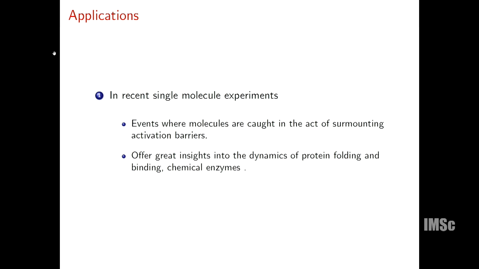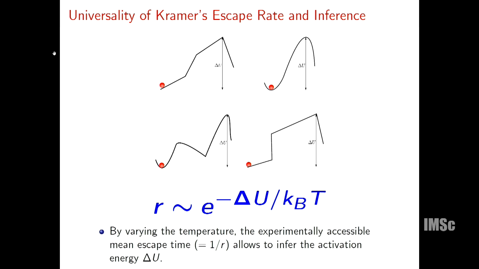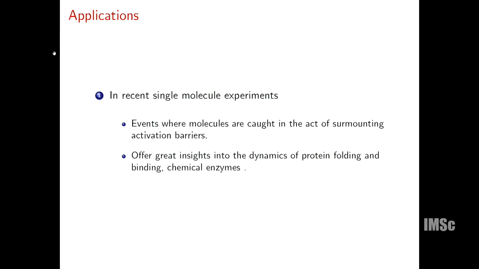With that, let me move to some applications of Kramers' escape rate problem. So in recent single molecule experiments, some events have been observed where single particles are caught surmounting a barrier. So they are spending so much time in some place, and then suddenly it jumps to another place, and people have observed this. So knowing the Kramers' escape rate formula, this R e to the minus delta U over kBT, will help understanding the dynamics of such a process.